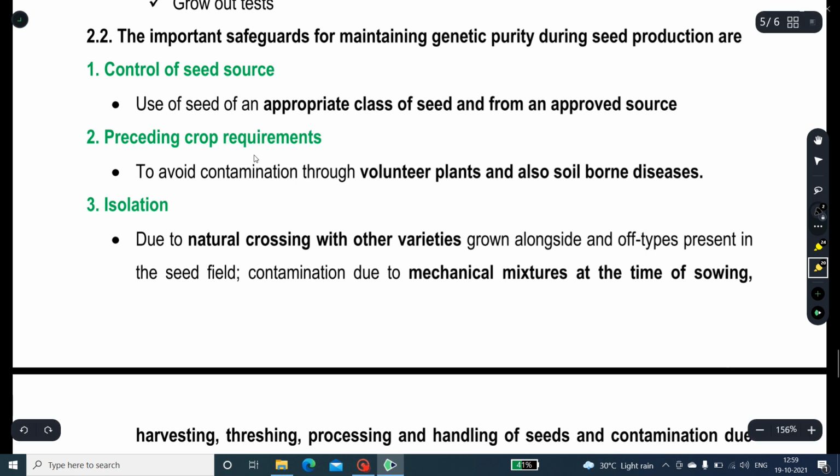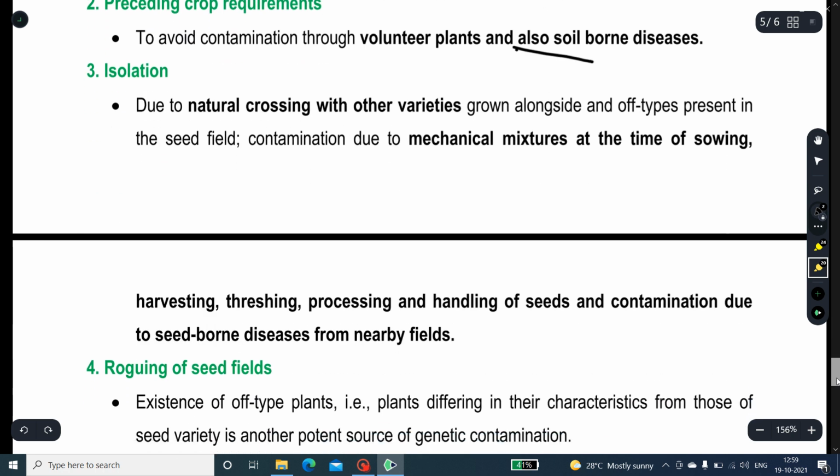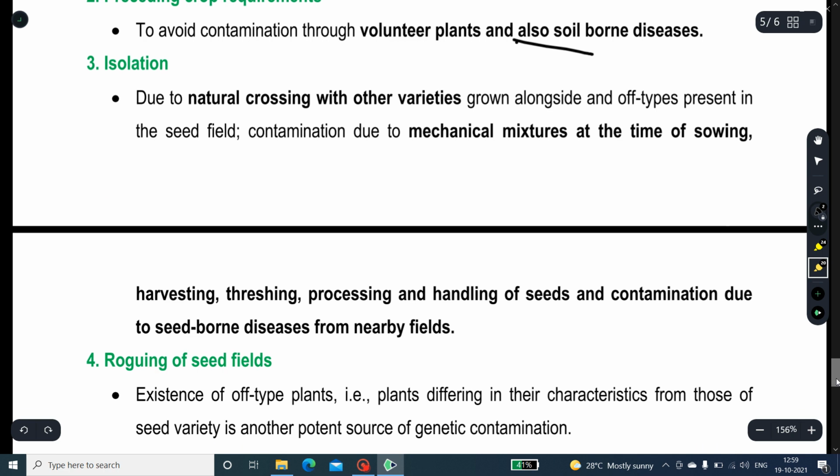And the next one is preceding crop requirement. This has been fixed to avoid contamination through volunteer plants and soil-borne diseases. And the next one is isolation distance. This we have seen in the previous video on varietal seed production. Clearly there are three types of isolation: barrier, time, and distance isolation. This is to avoid natural crossing with other varieties which are grown alongside, or off types which are present in the seed field. And it may also be due to mechanical mixtures at the time of sowing, harvesting, threshing, processing, etc.